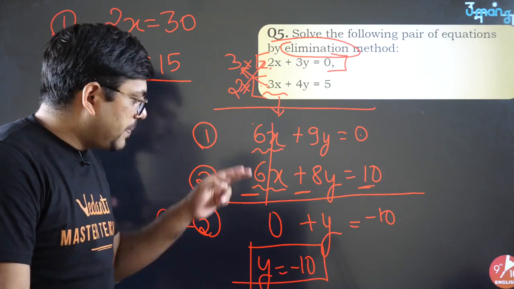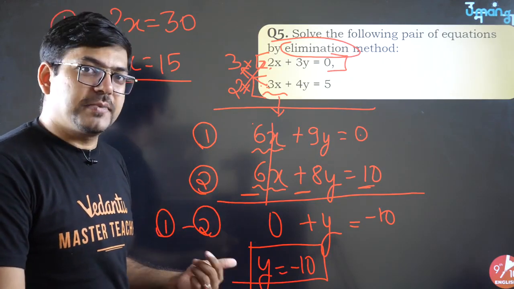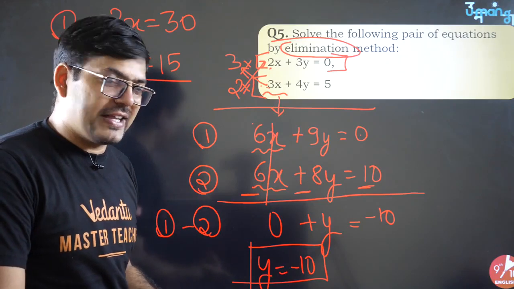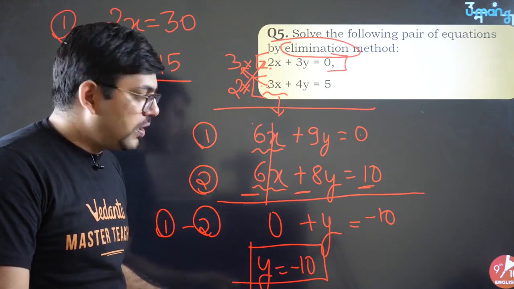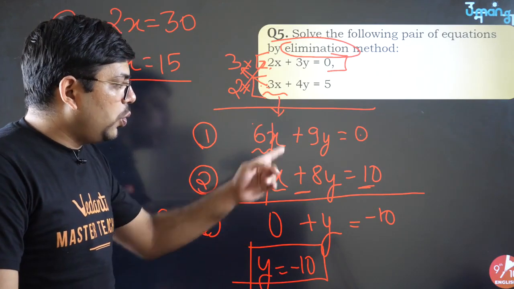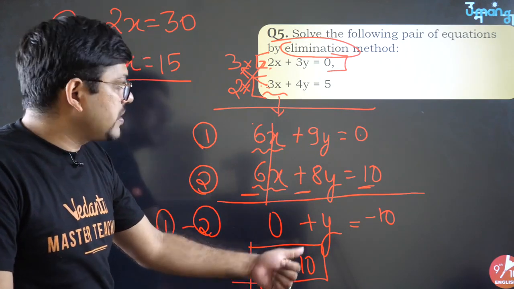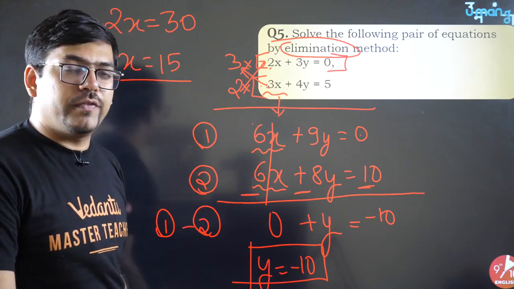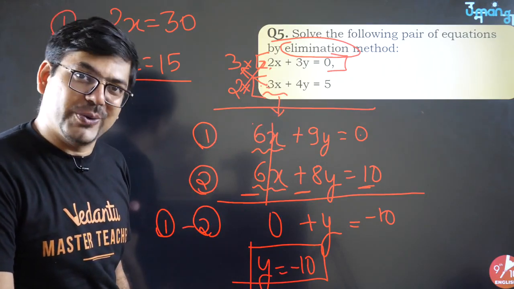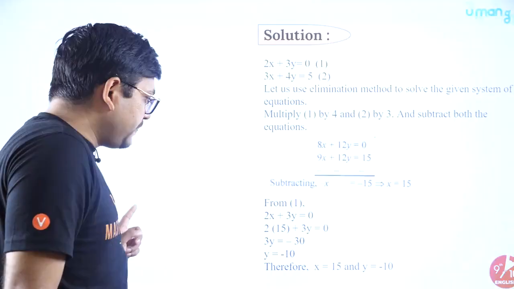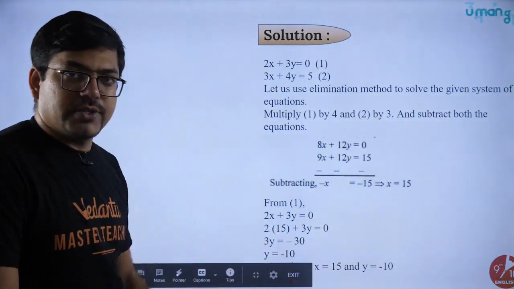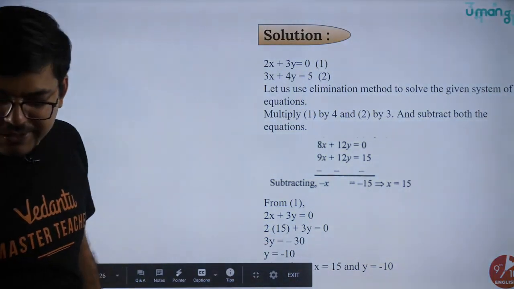Thereafter, you should subtract to make them 0. Sometimes subtract, sometimes add also. I'll show you that as well. So subtract or add, whatever. Once that variable is gone, only one variable will be remaining and you will get the value of that. Once you get one variable's value, you can put it in any one of the equations, you'll get the other value. Okay, let me show you the solution as well. So 15 and minus 10, the same as what we got. Okay, chalo, let's move on.